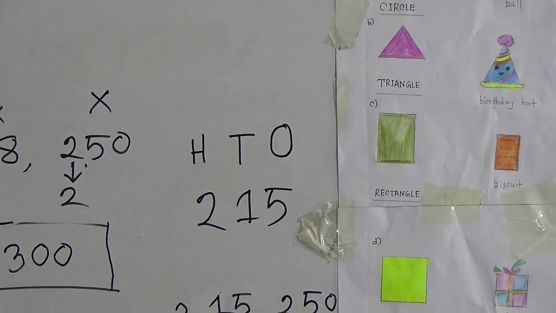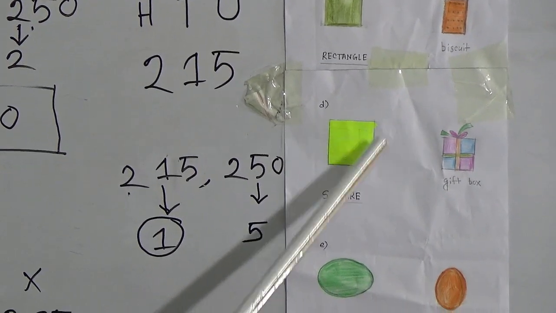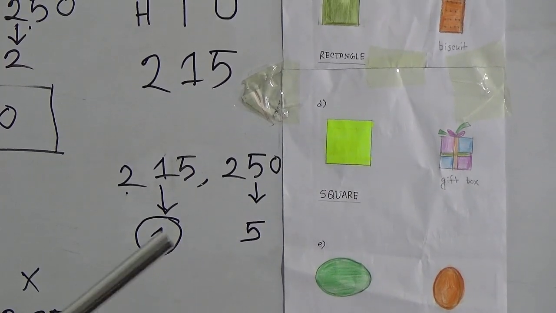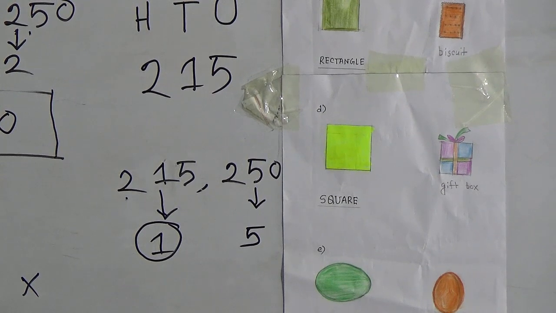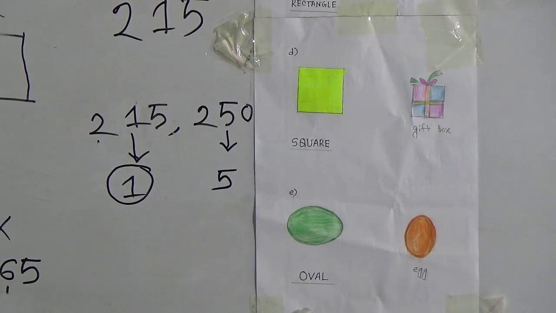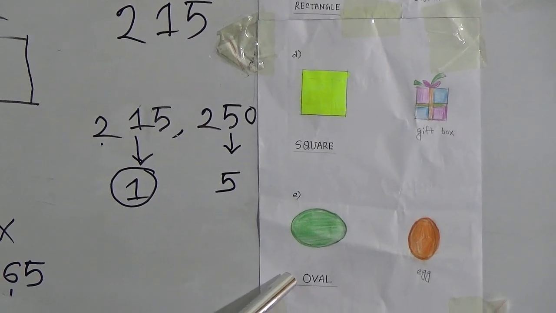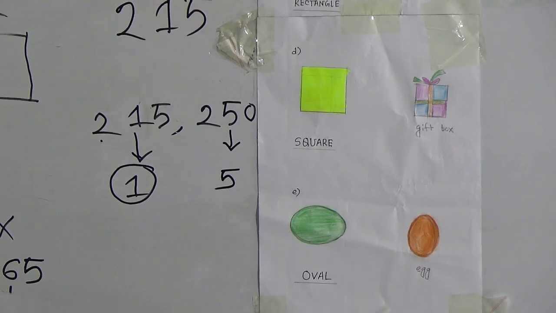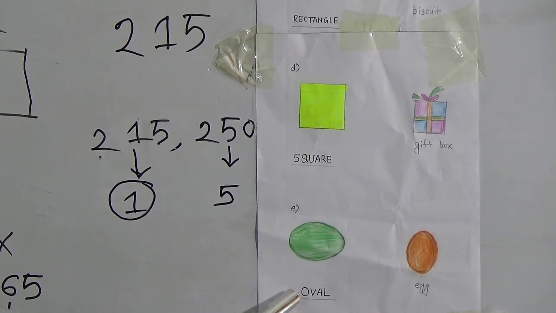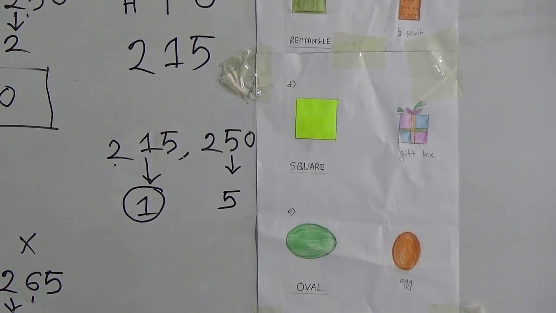Square. Here a square has 4 sides, 1, 2, 3, 4, and all the sides are equal. The shape of a gift box is like a square. And the last one is the oval shape. The figure which has the shape of an egg is called an oval shape. The shape of an egg is like an oval.